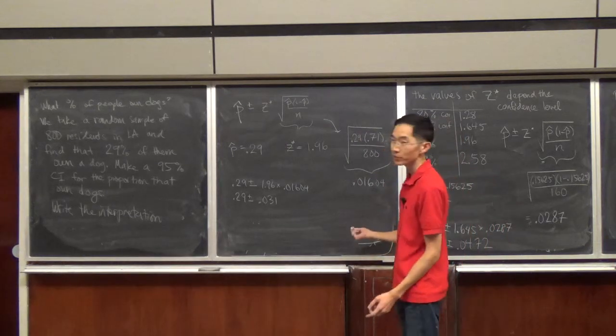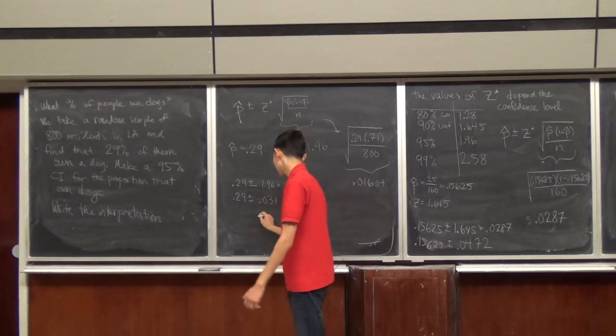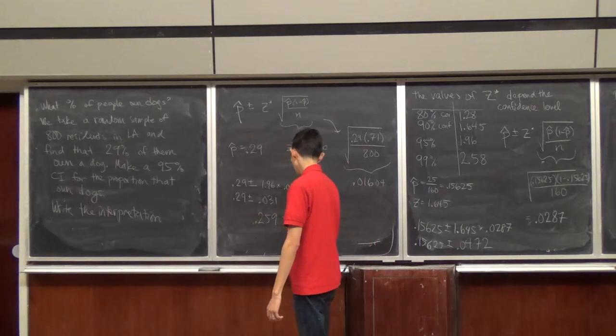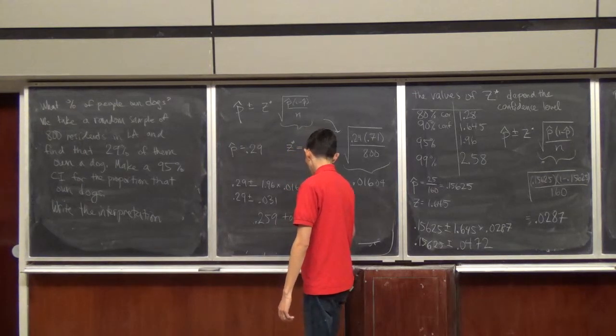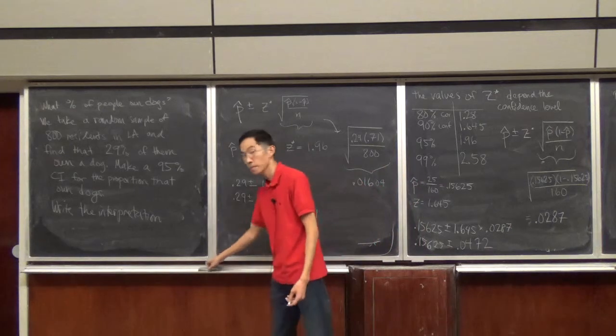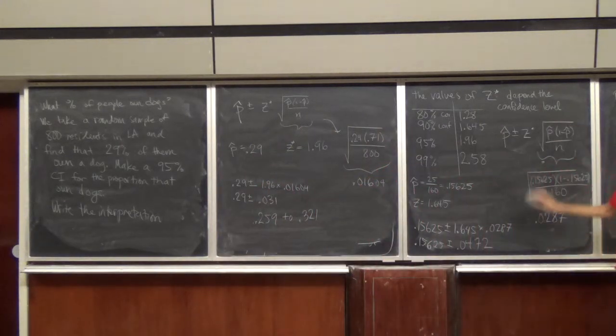So I have 29% give or take, basically 3%. So I go from 0.259 to 0.321. Good? That's great.